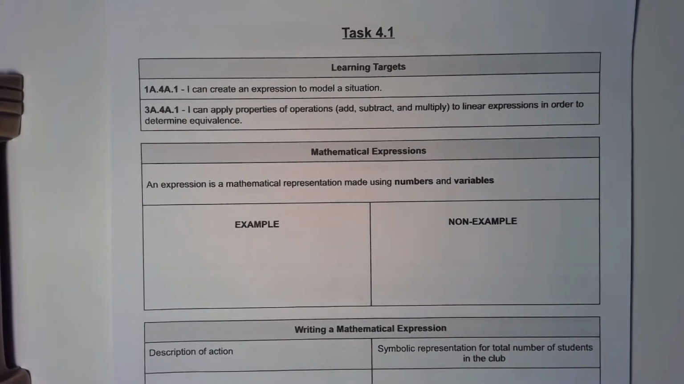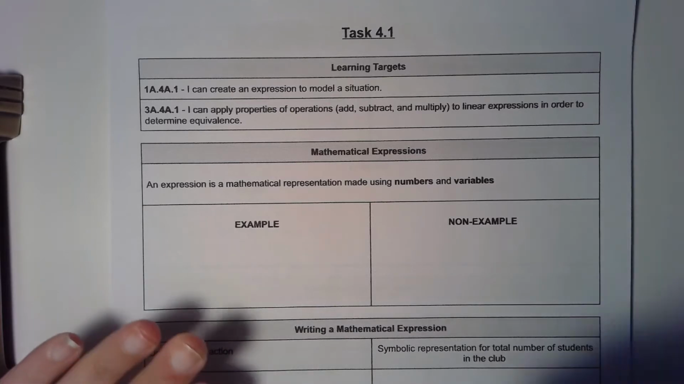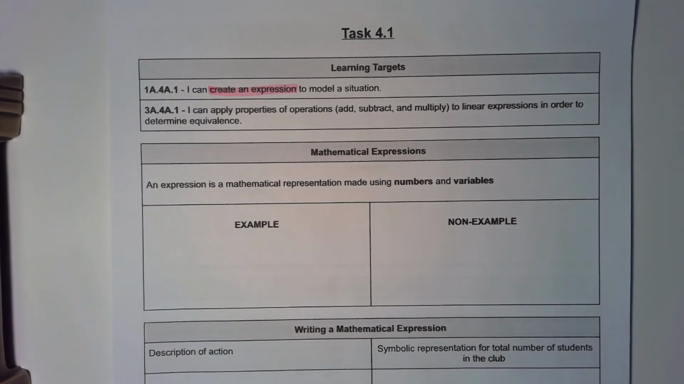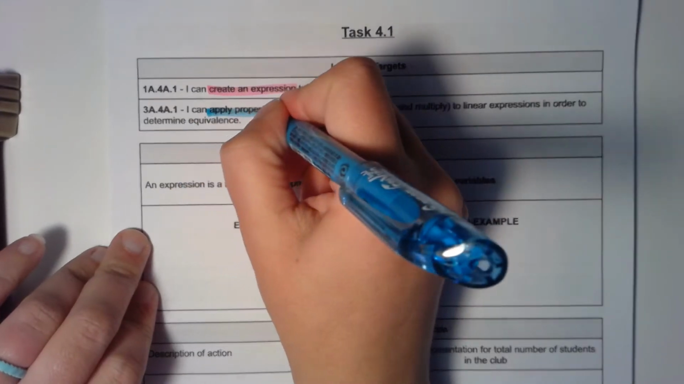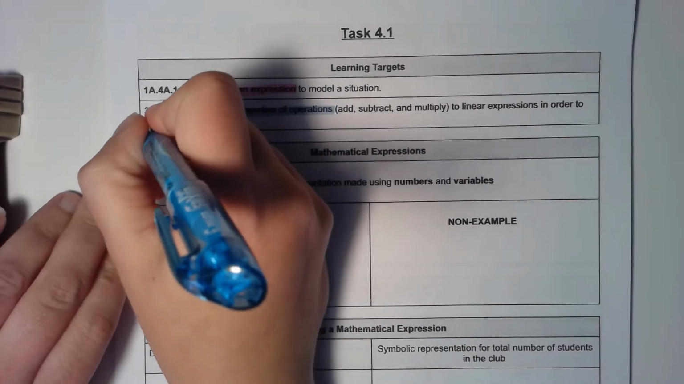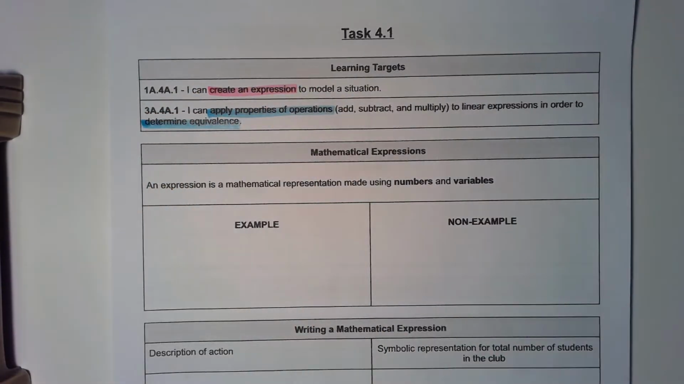Today we have two learning targets that we're going to be working on. The first learning target today is I can create an expression to model a situation. So we're going to be creating expressions today. And the second learning target is I can apply properties of operations, so add, subtract, multiply, and divide, in order to determine equivalence, which means in order to decide if two expressions are equivalent or not.